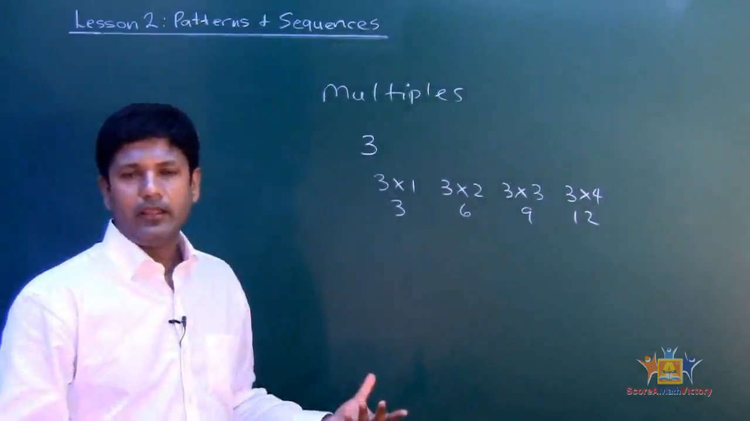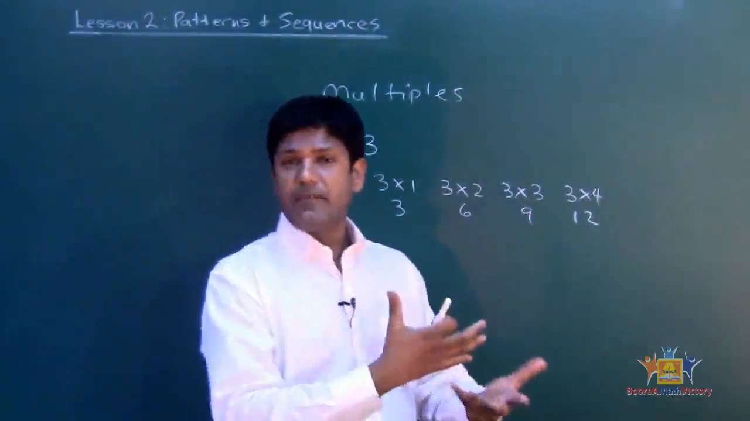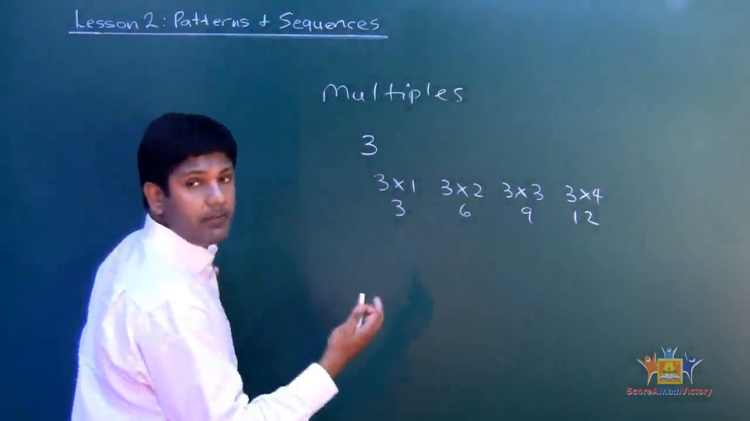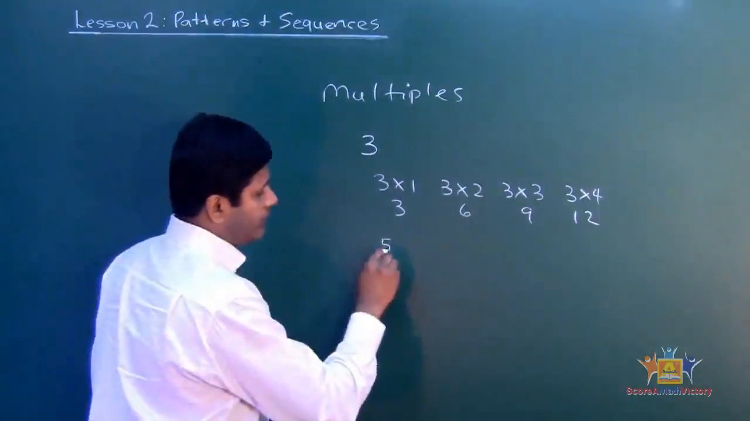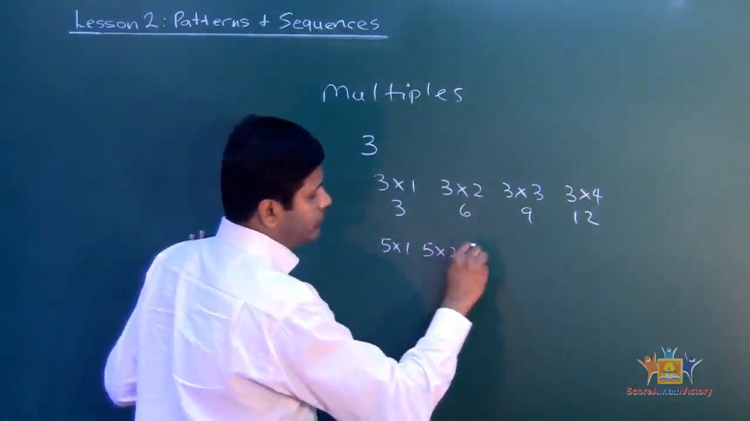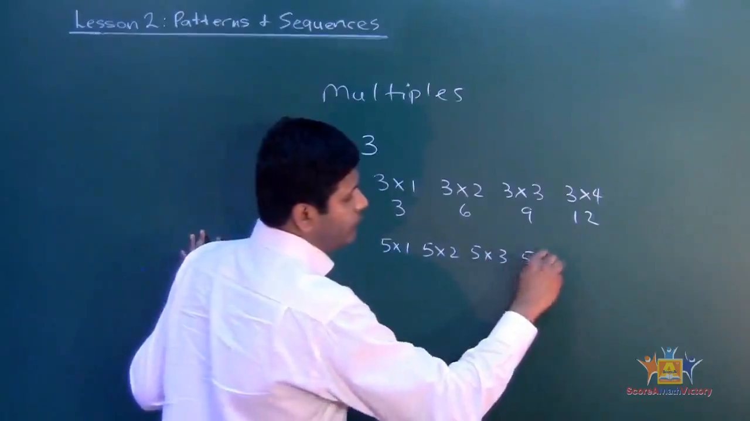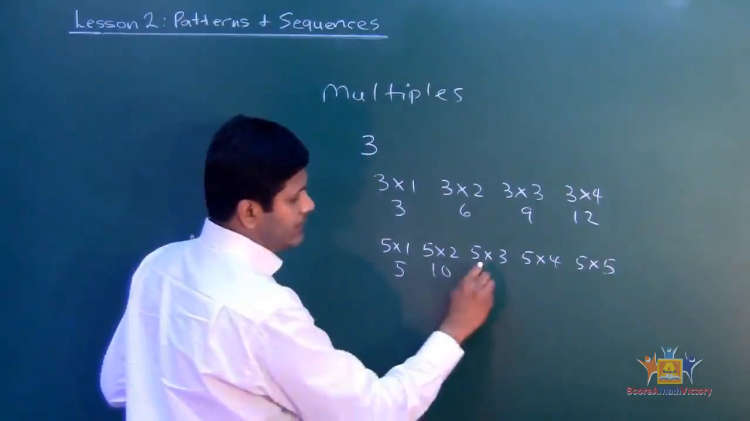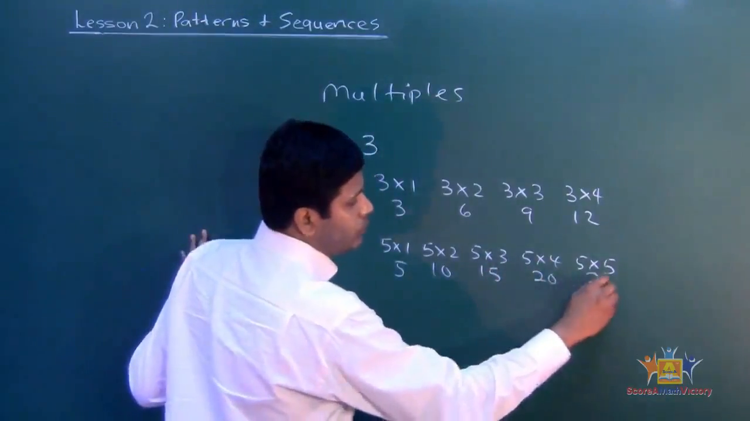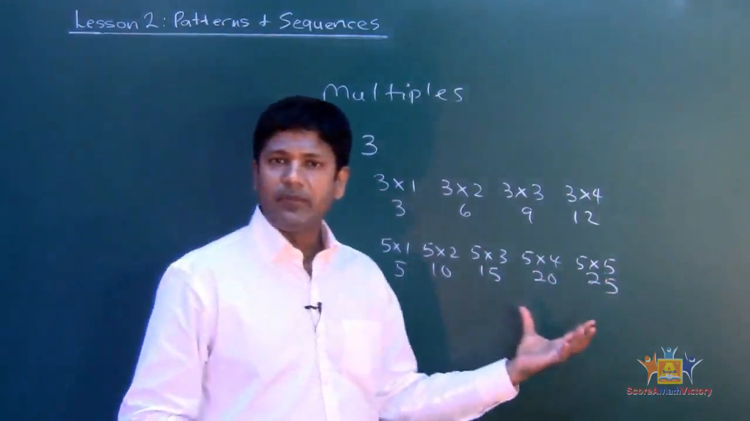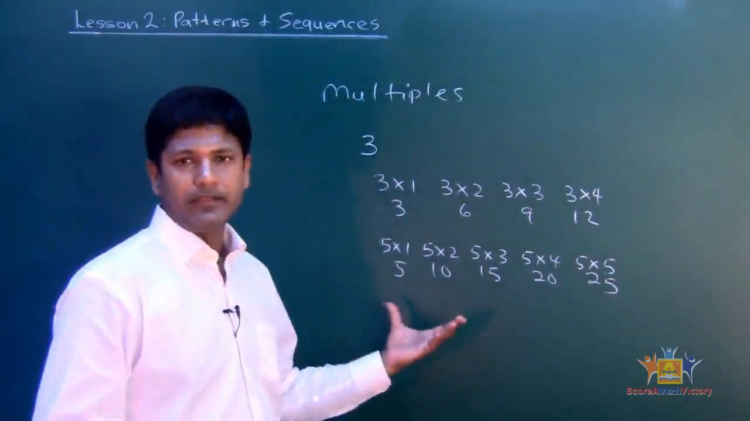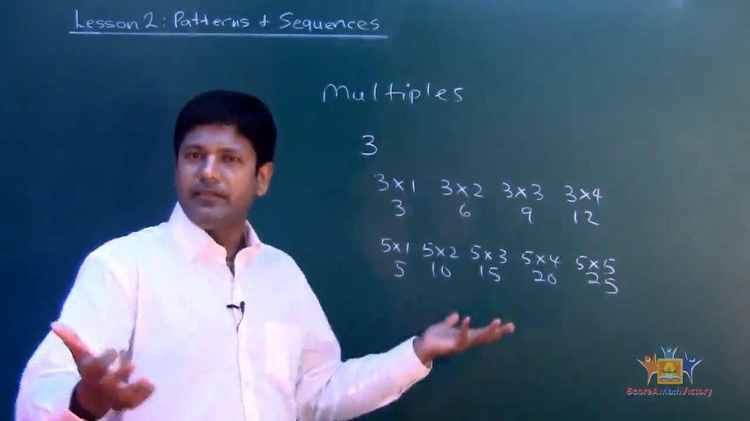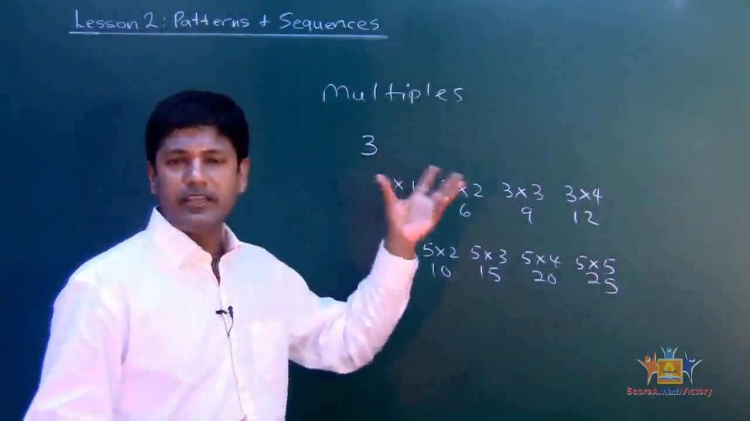If I ask you what are the first 5 multiples of 5, that means 5 times 1, 5 times 2, 5 times 3, 5 times 4, 5 times 5. There are 5 of them. Which is 5, 10, 15, 20, 25. Pretty much what you see in your timetable. Those are multiples of 2 or 3 or 5, things like that. Pretty easy, isn't it? The term I just want you to understand, multiples.